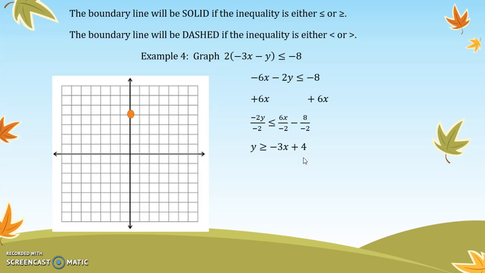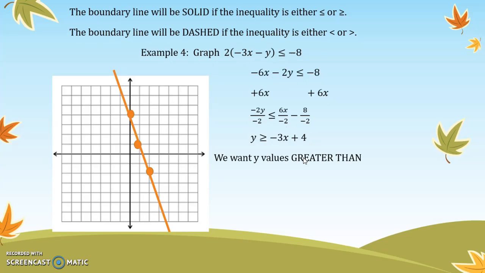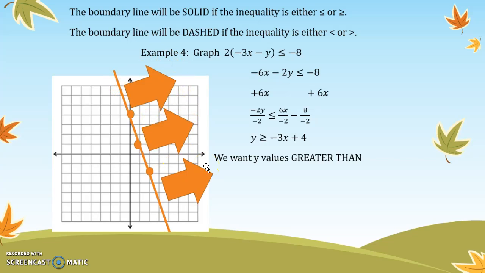So we'll start by plotting our y-intercept of (0, 4), going down 3 to the right 1, down 3 to the right 1. Now that I've got my points plotted, because it's a greater than or equal to symbol, we're going to have a solid line which connects our points. One step further, we need to shade. Notice that we want y values that are greater than. So y is greater going up, so we want to shade here above our line. And that wraps up our graphing linear inequalities.